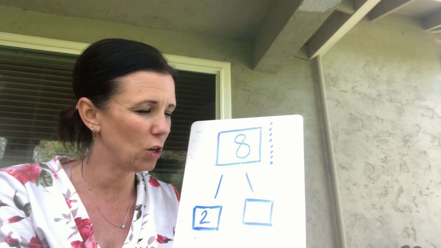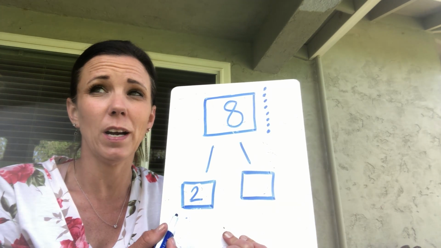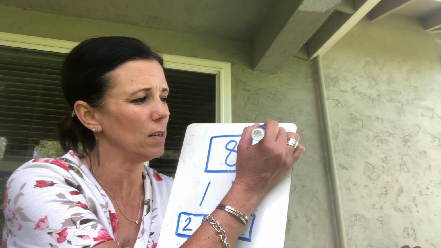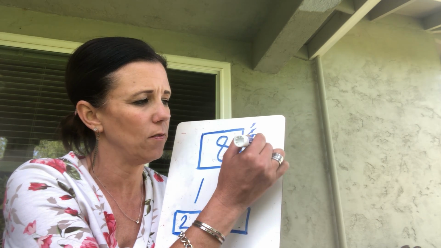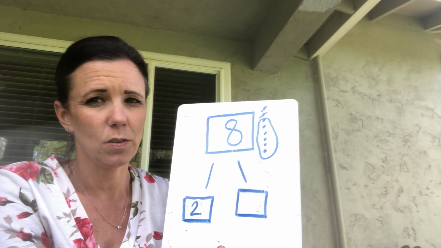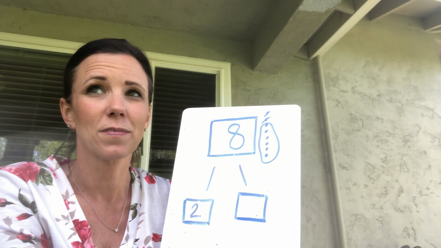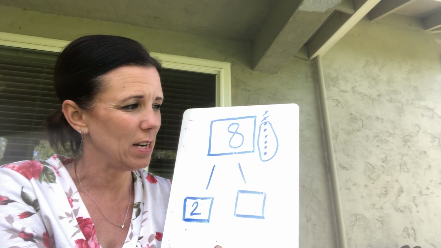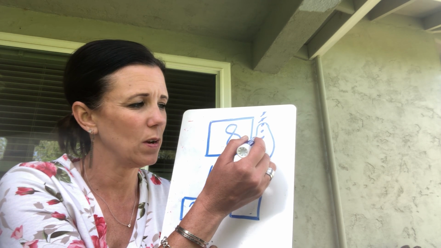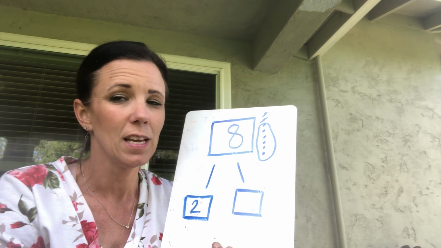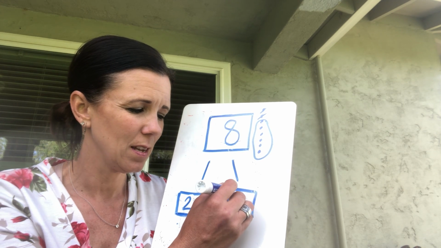Okay, now I need to cross out the part that I do know. The part I know is 2. So I'm going to cross out 2. 1, 2. I'm going to circle what's left. Do that now. When you're ready, you're going to count how many are left. 1, 2, 3, 4, 5, 6. So now I know my other part is 6.